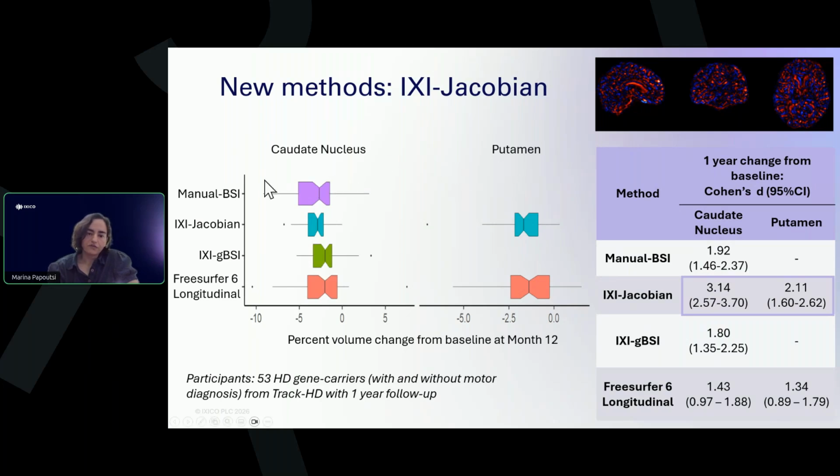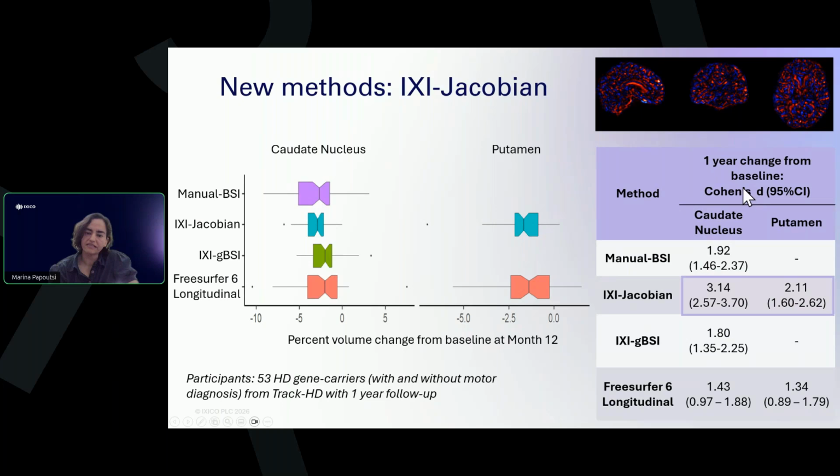In the figure here, you can see we've done this validation comparing different methods: the manual BSI, the IXICO GBSI, which is an automated version of the BSI, and also FreeSurfer longitudinal. This is just done using data provided by CHDI. As you can see, all the methods provide maybe similar estimates in terms of the mean, but what changes is the variability. The Jacobian has much lower variability, and that basically increases its sensitivity.